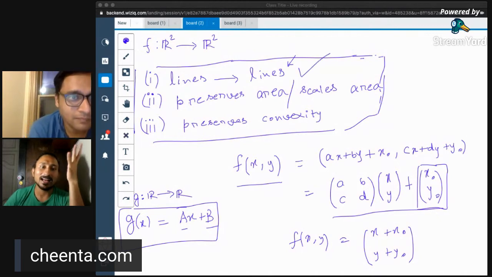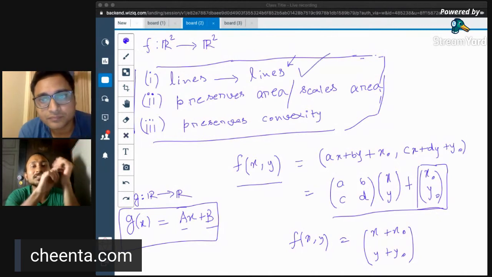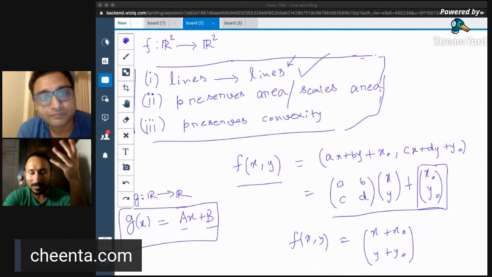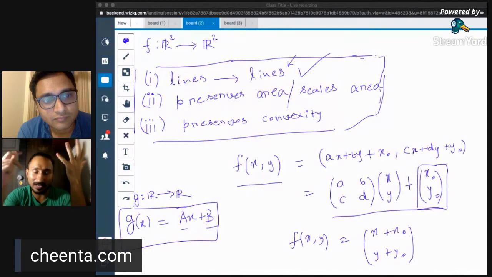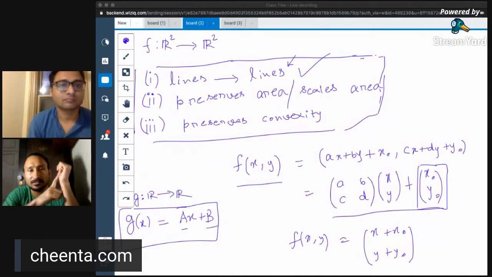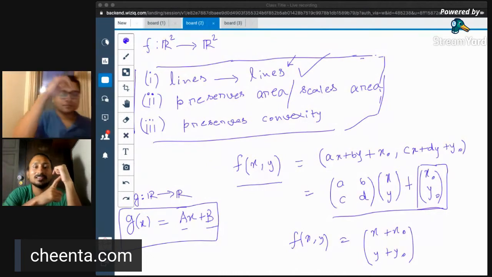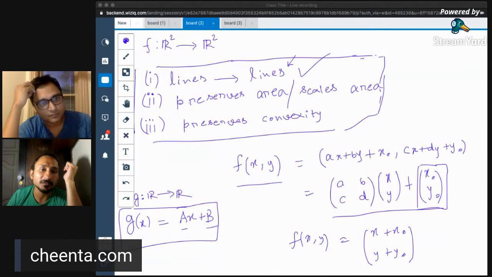In fact, this first condition made me guess this affine transformation, because that's the most trivial class of transformations which maps lines to lines. So the idea of affine transformations came from the first condition.